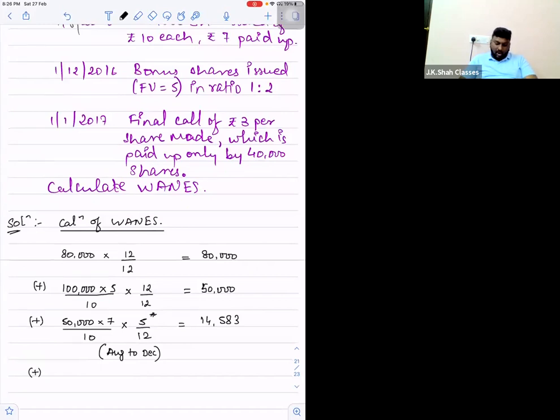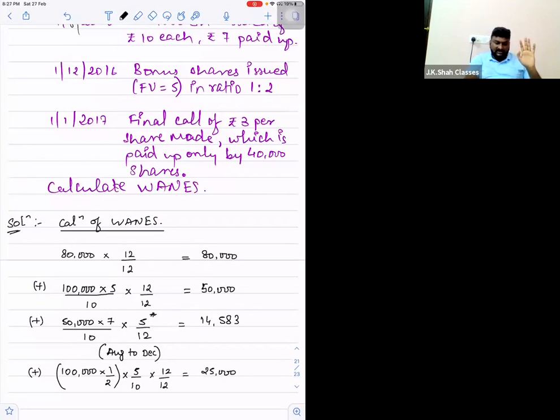Now comes the bonus part. On 1 lakh shares, the bonus is in the ratio of 1/2. So can I say 50,000 bonus shares? But these are of 5 rupees face value, so convert them to 10 rupees face value. So multiply by 5/10. And bonus is always outstanding for the full year, so I've done 12/12. Final answer is 25,000 shares.